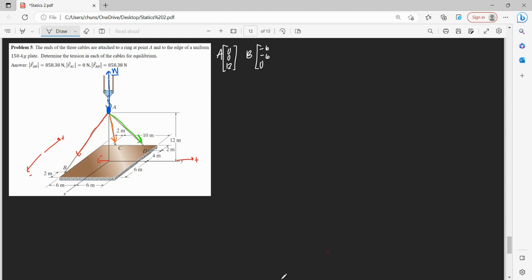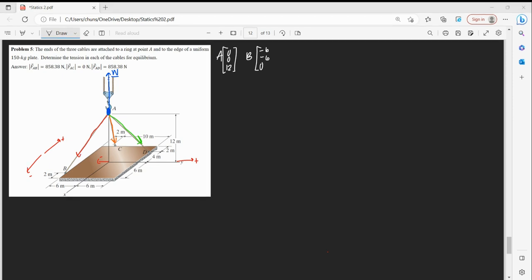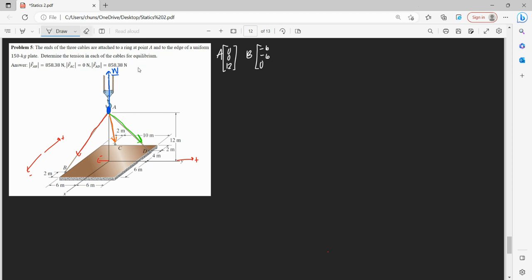Sorry, give me a second. Sorry, this isn't -6, this is -4. Because 6 is our whole length, and then we are measuring 2 from the end, so that makes this 4.